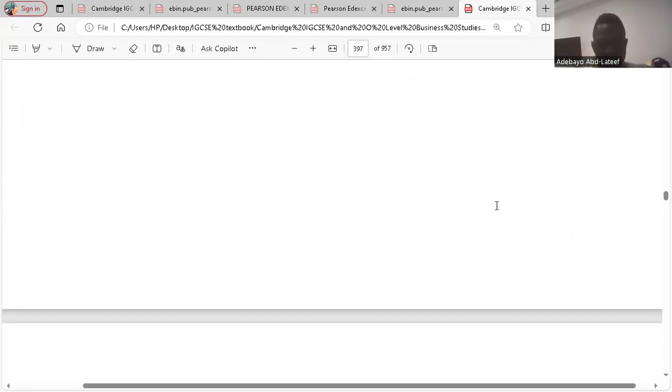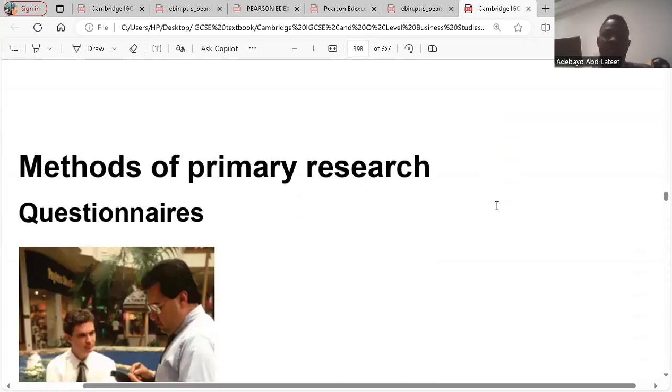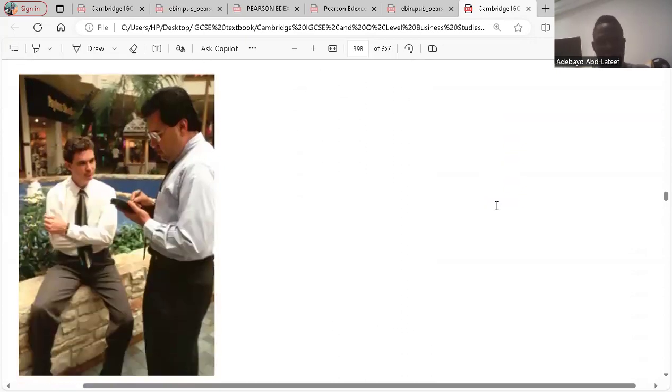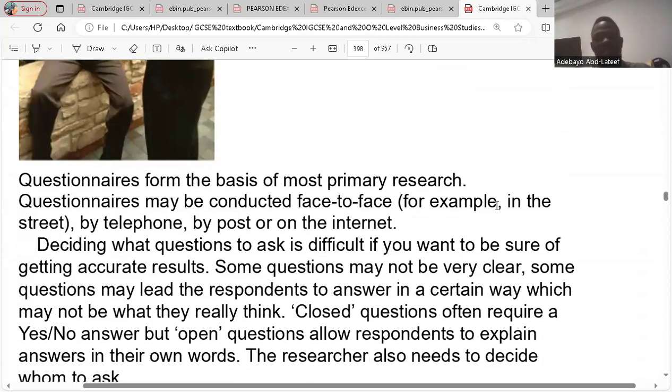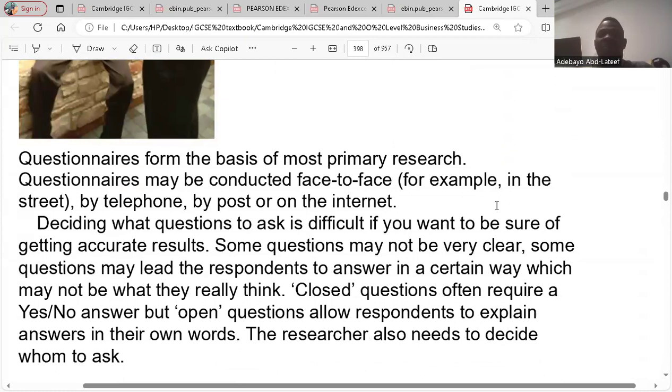So go to stages of primary research. Now go to the methods of primary research. We have the first one, questionnaires. Questionnaires form the basis of most primary research. Questionnaires may be conducted face-to-face, for example, in the street, by telephone, by post, or on the internet.